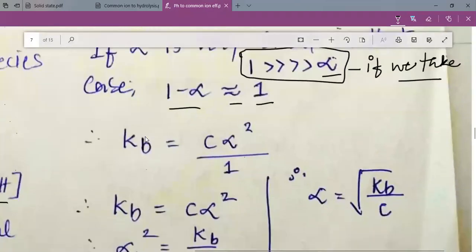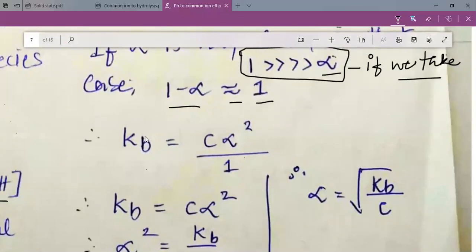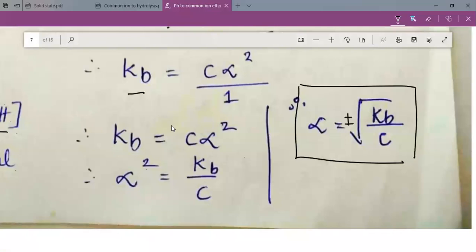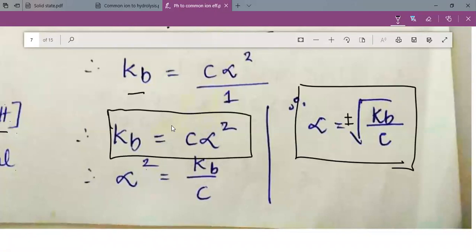So if you write Kb for 1 minus alpha, if you write 1 minus alpha is approximately equal to 1, we write Kb is equal to C alpha square divided by 1, and thus we can find the final equation, that Kb is equal to C alpha square, or alpha square is equal to Kb divided by C, and therefore alpha is equal to square root of Kb divided by C. We can even put a plus or minus sign here when we take the square root on both sides. So these are the two equations which are going to be very important for us to study.